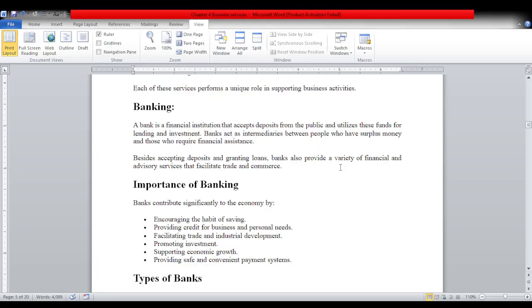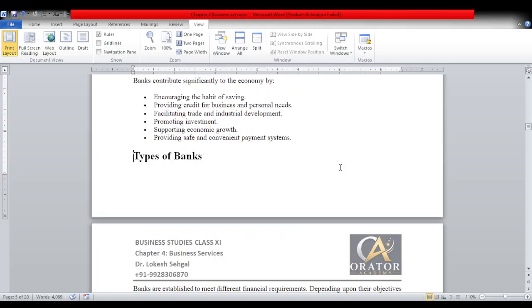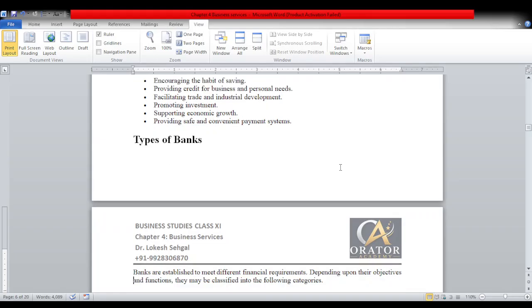So what is the importance of banking? Let me help you. Banks contribute significantly to the economy by increasing the habit of saving and providing credit for business and personal needs. They facilitate trade and industrial development, promote investment, support economic growth, and provide a safe and convenient payment system from the customer and organization point of view. So these are the main importance of banking services.